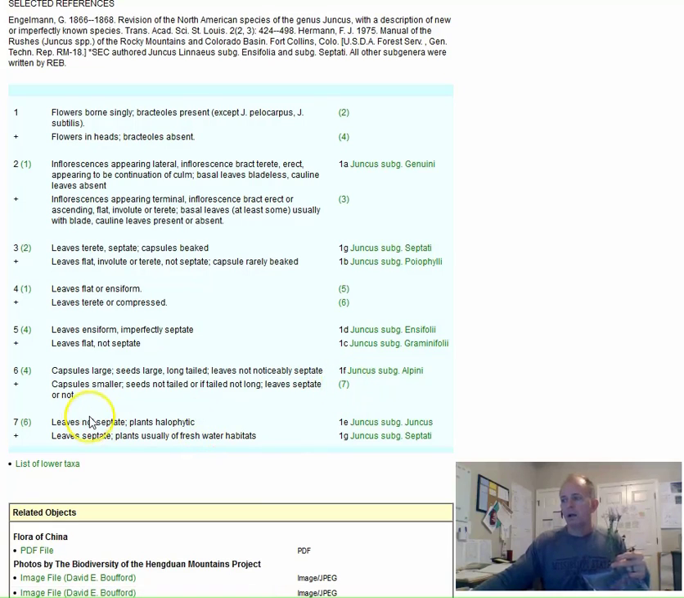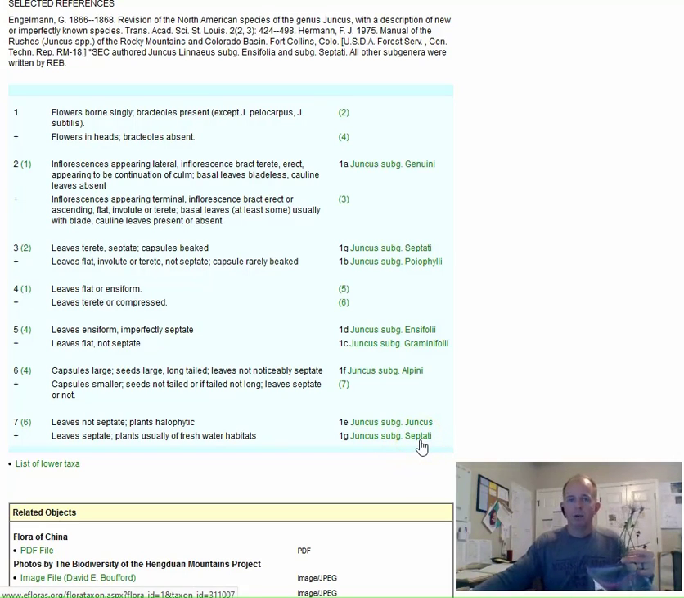All right, leaves not septate. We just said they are. Plants halophytic. So halophytic means plants that grow in salt water. These were not in salt water. Leaves septate, plants usually of freshwater habitats. Boom. Okay, that's what it is. And so it's in the subgenus. So here they have them broken into genus, broken into subgenera.